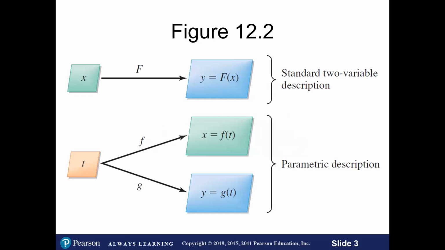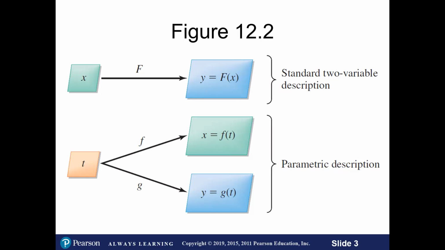In general, parametric equations consist of two coupled equations, where the x coordinate has a function f of t, and the y coordinate has a function g of t. So the standard two variable description that we're used to is y is a function of x. You pick x, we calculate what y is.